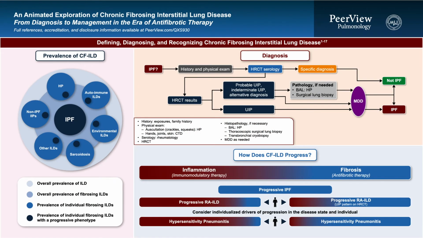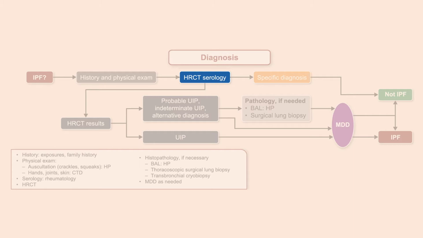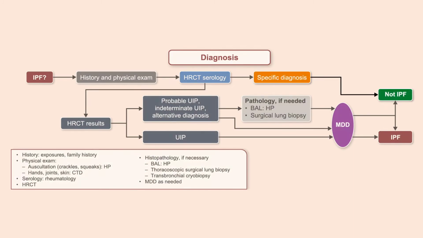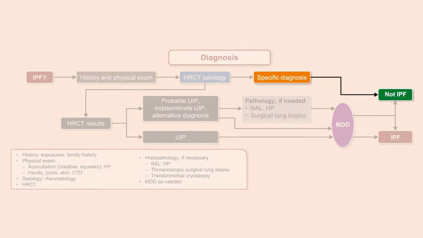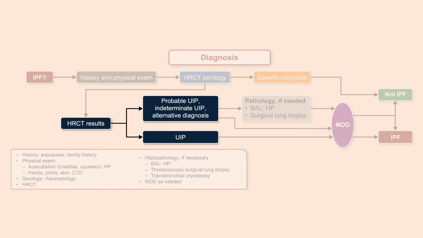Once I have a question of if IPF is present or any interstitial lung disease is present, I'm going to get a high-resolution chest CT and I check serologies right away. And if I get a specific diagnosis, I'm done, I'm good. I'll work with the rheumatologist. If not, I really got to pay attention and look at this HRCT and fully understand, is this probable UIP on HRCT, indeterminate UIP, or are there other findings like ground glass opacities that are suggesting an alternative diagnosis?